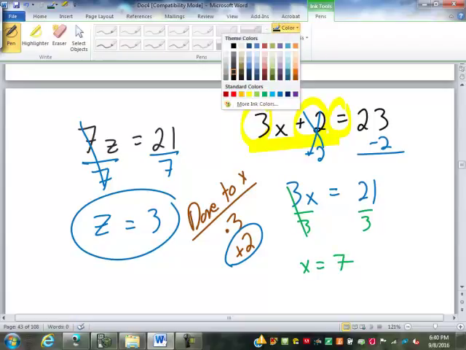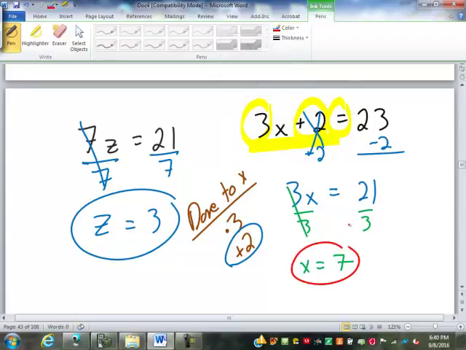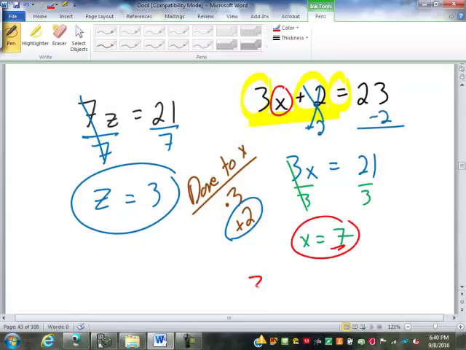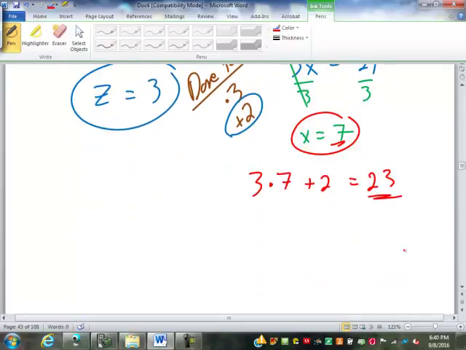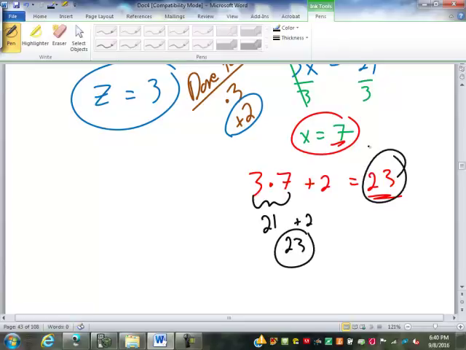Again, if we're not sure of our work, we can take that back to the original equation and replace the variable with the value 7. So instead of 3x, it's 3 times 7 plus 2. We need to verify to see if that equals 23. Well, 3 times 7 is 21, plus 2 is 23. We get the same value on both sides of the equation.